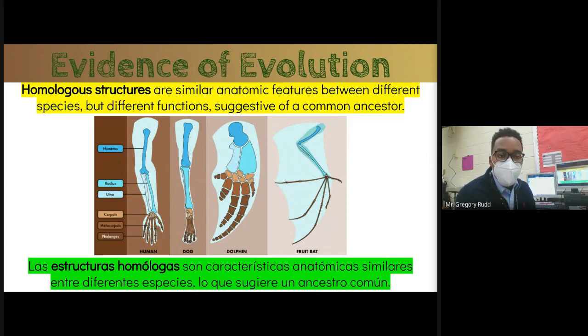The word homologous, we see homo. That's a prefix we're familiar with. Homo means same, and logo means shape in this case. So same shape. Same thing, basically.